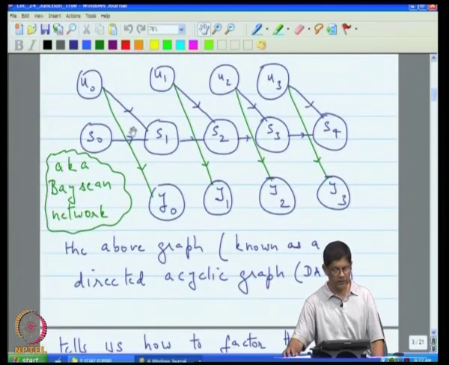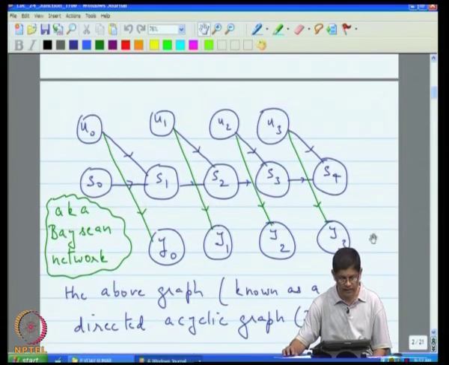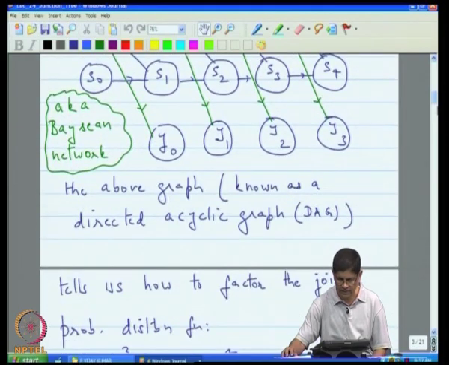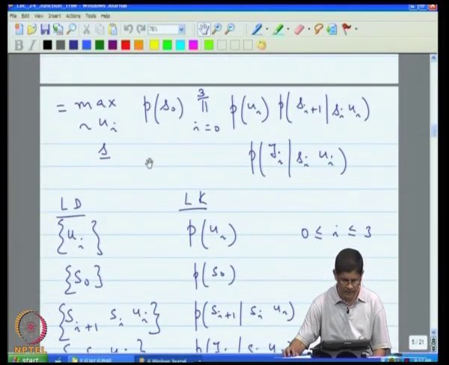So, this is not our junction tree, it is what is called a Bayesian network. It is a directed acyclic graph that reflects the factorization and nothing more, and that is actually given here.